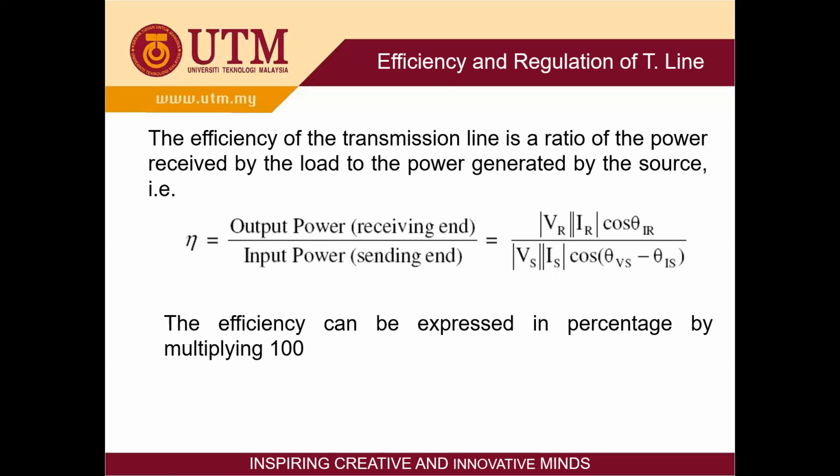From the losses, we can calculate what we call the efficiency. The efficiency of the transmission line is the ratio of the power received by the load, at the receiving end, to the power generated by the source. If there are no losses, your efficiency will become 1 or 100%. You can also calculate it as output power over input power. Sometimes the input power is not given, but if the power loss is given, you can use output power plus power losses.